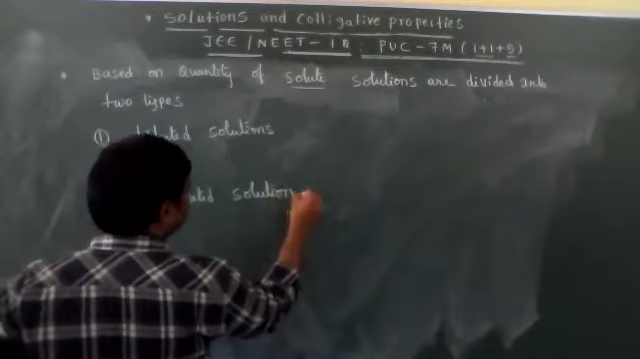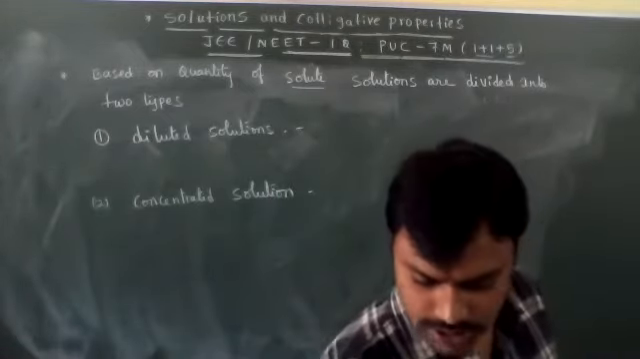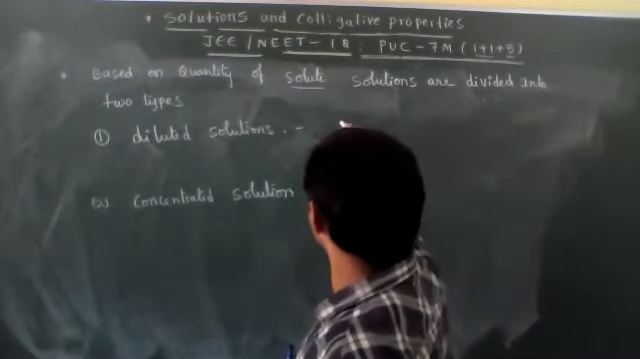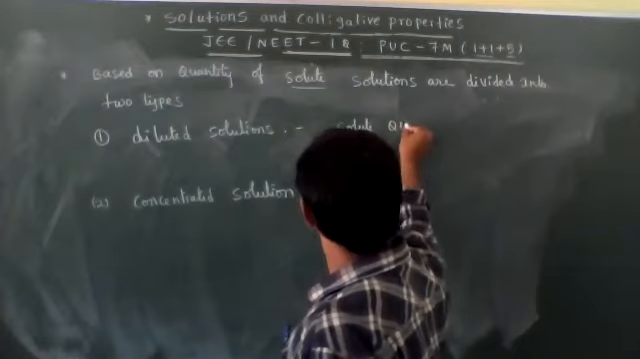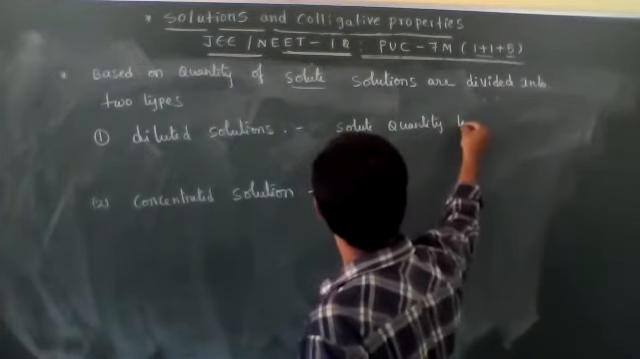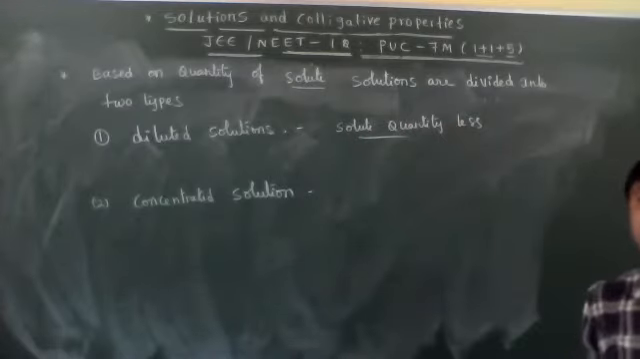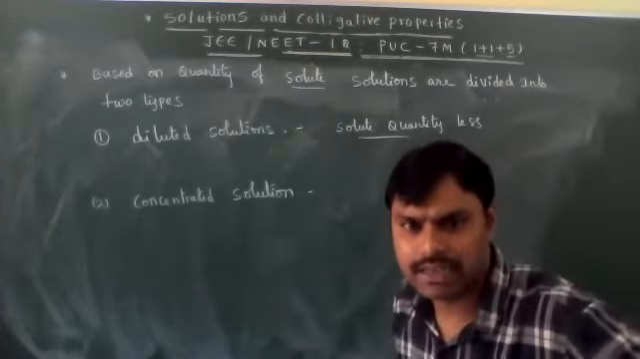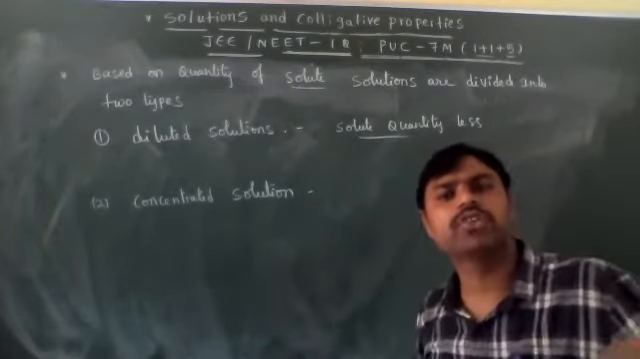Okay, the names themselves say it: diluted solutions and concentrated solutions. Diluted solutions means what, dear students? Where the quantity of solute is less. Such types of solutions are called diluted solutions, meaning the amount of solute is very less.